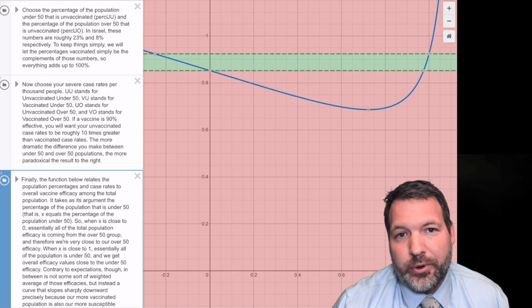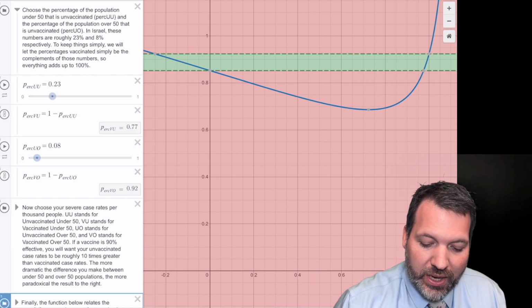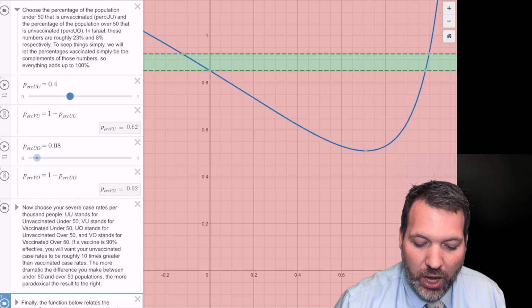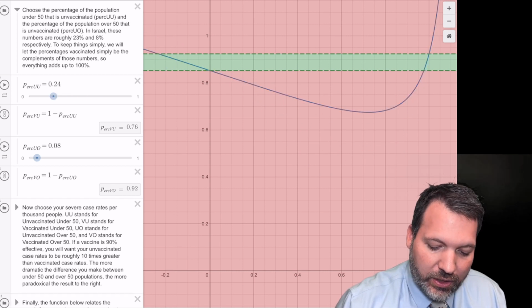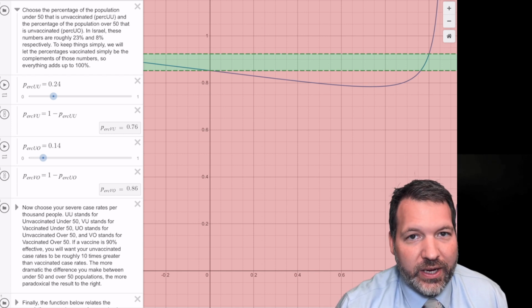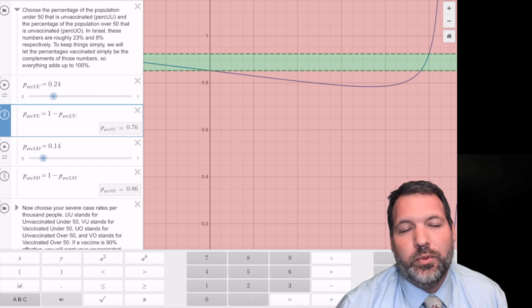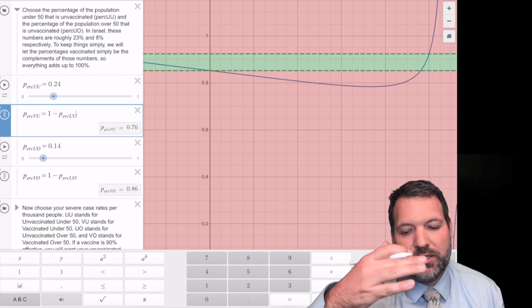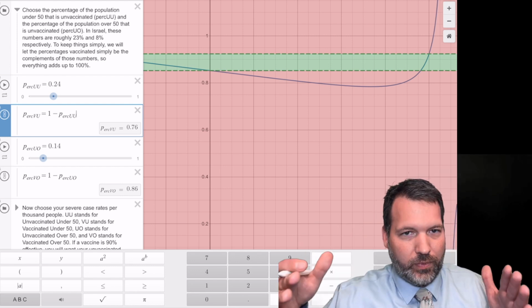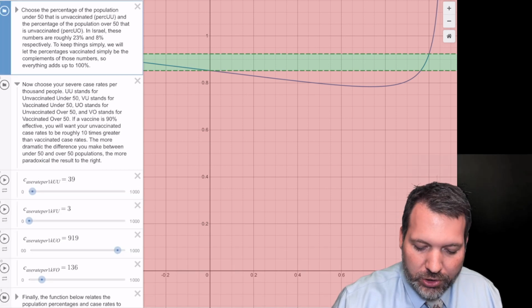If you want to try and wrap your head around this data more, again, the link is down in the description below. You can actually mess around with the percentage under 50 that's unvaccinated and the percentage over 50 that's unvaccinated. This is definitely a simplified scenario. You can see I'm simply doing 1 minus whatever that percentage is, when in the real world there is fully vaccinated, not vaccinated at all, and then this middle region if you only got one shot or something. You can also see that you can choose your case rate.